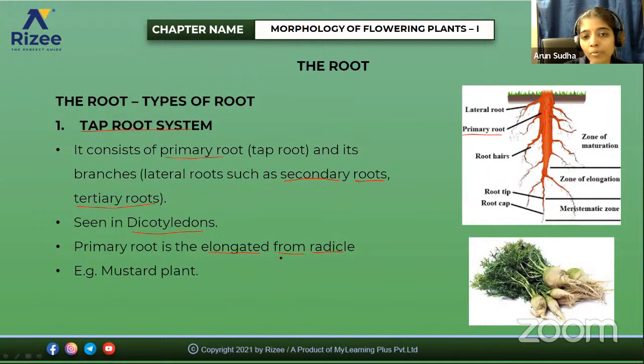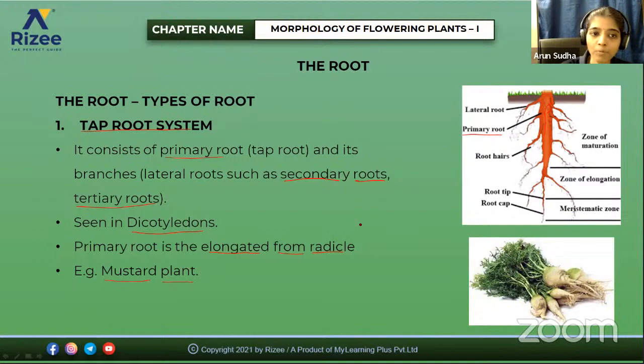So inside the embryo, we have the radicle and plumule. From the radicle, the root system arises, and from the plumule, it grows into a shoot. If the root is formed directly from the radicle, then that is a primary root, a taproot system. The example is the mustard plant. So this is the taproot system, with primary root and lateral roots. Then we'll see in detail about the different regions, the zone of elongation and the meristematic zone.